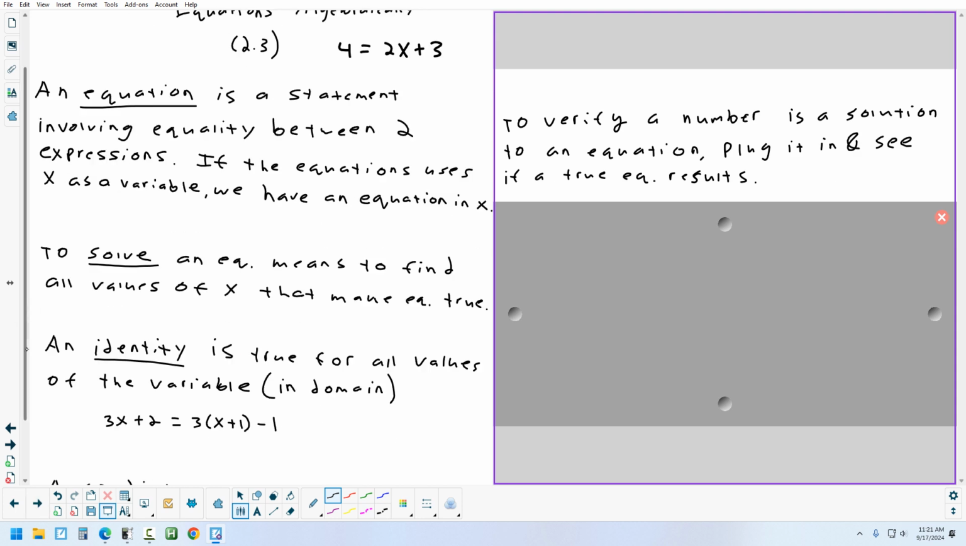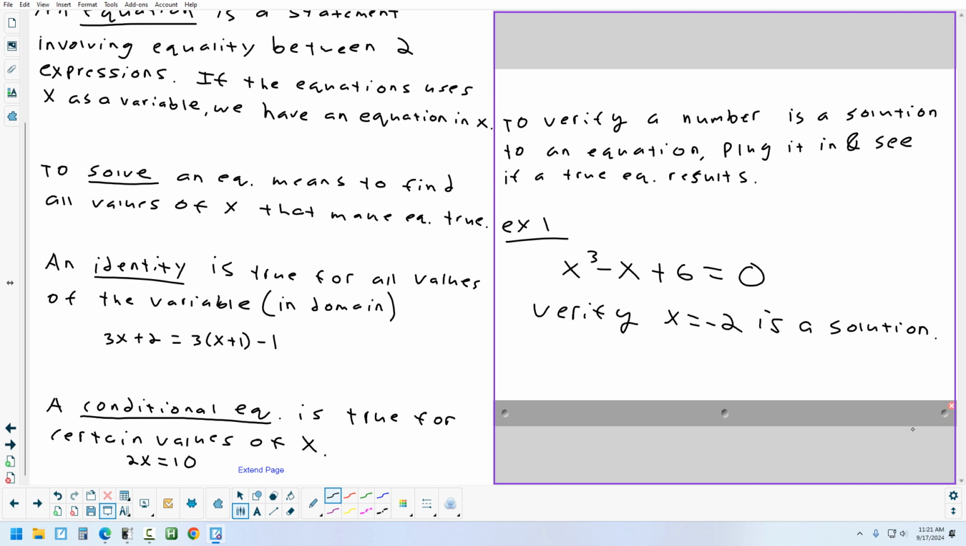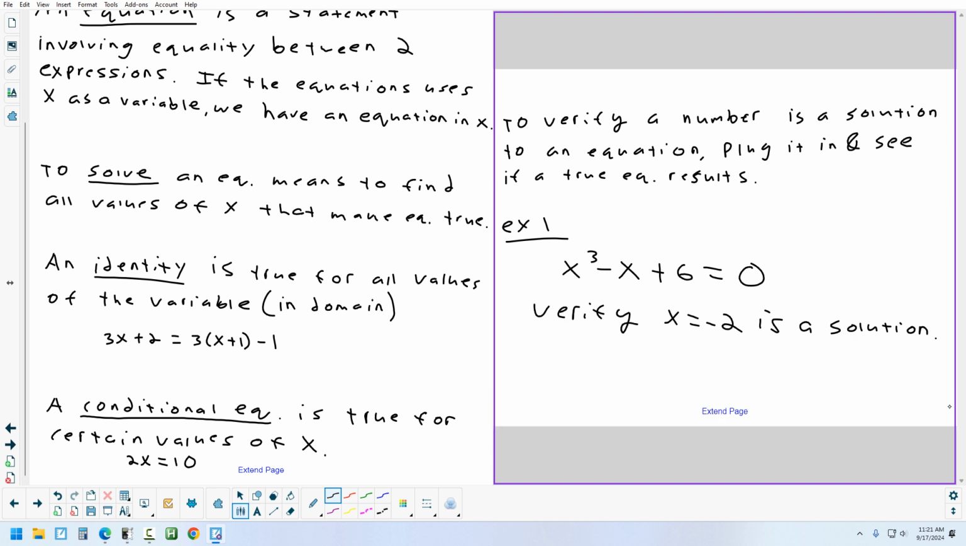So sometimes what I might ask you to do, once you solve something, is to check your answer, or verify that what you found is the right answer. You take your answer, you plug it back into the original problem, and you see if you get a true statement. So with something like a cubic, we might not know how to solve that yet. I'm telling you that -2 is an answer. I just want you to check it. Later in the year, you're going to know how to get that -2. But for now, I just want you to check that it works.